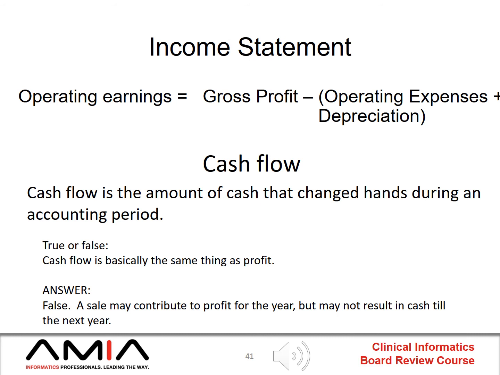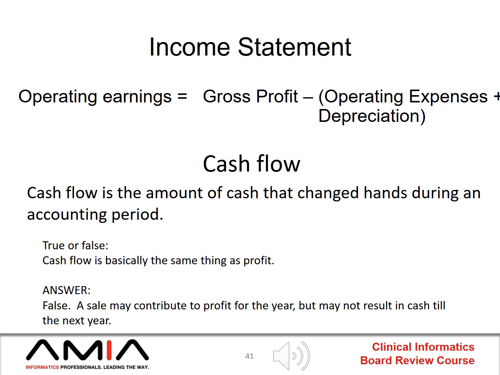An income statement, if you look at the highest level, consists of operating earnings, and the operating earnings are equal to the gross profit minus operating expenses plus depreciation. Now remember that depreciation is the accounting for the declining value of an asset. So your gross profit is not the same as your earnings because you have to account for your expenses and for depreciation.